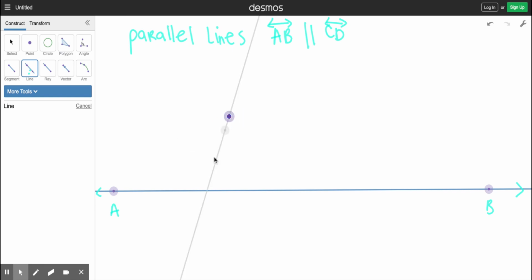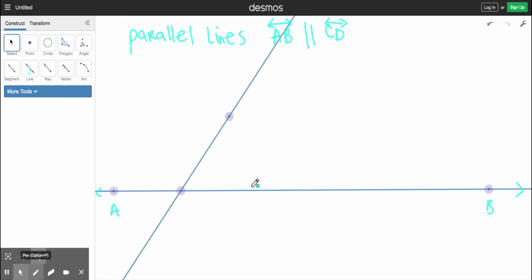So boom, and then just create it. Doesn't matter. I'll stick it right here. Right, it could have gone the other way. This is just what I chose to do. So if you can see, there's an angle that's formed right here.